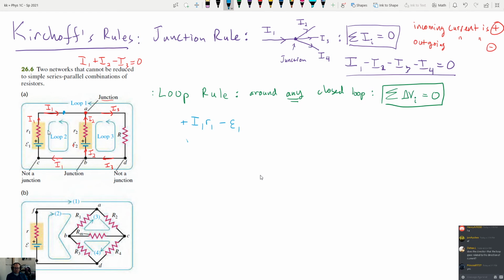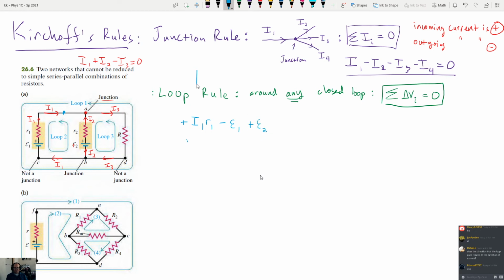Am I going the right way? Yeah, loop's going this way, right? The next thing that we encounter in our circuit is E2. Now, the direction of the loop we're traveling is up now, and we're going from the negative side of the battery to the positive side of the battery. We're going from the lower voltage side to the higher voltage side, which means we're going to put plus E2.